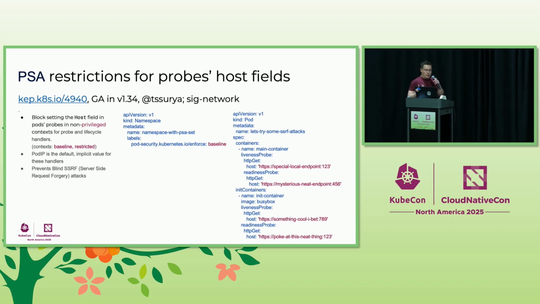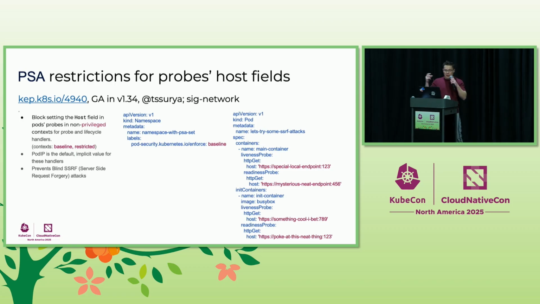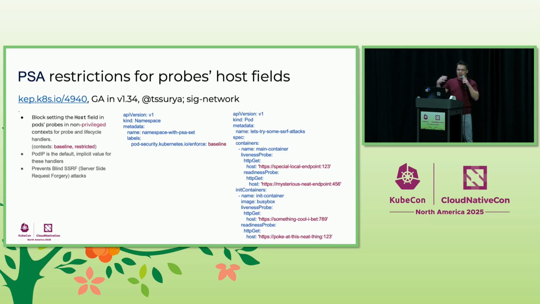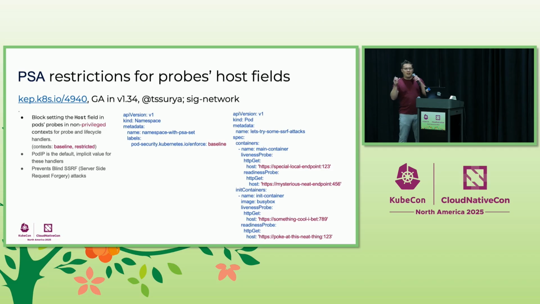This particular feature, if you look all the way on the right, is the pod spec. On various probes, liveness probes, readiness probes, etc., init containers, the main container, you could set the host field. That host field is defaulted to the pod's IP, which makes sense. If you want to probe a pod, you're going to say, hey, is this thing awake? Is it alive? But you could instead set that to some arbitrary endpoint out on the internet, and say, actually, go over there and check that. We don't want that.